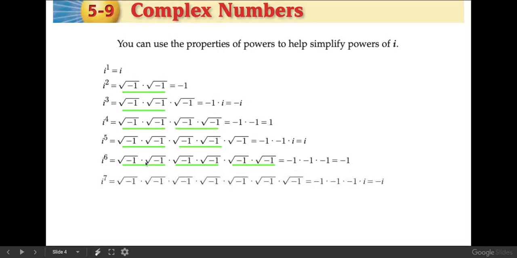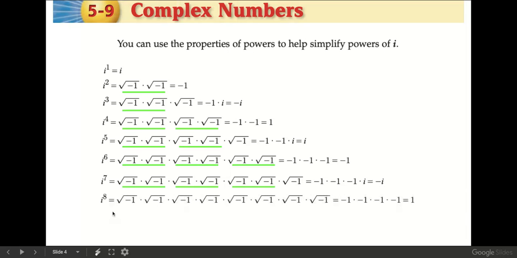And if I do i to the seventh, same thing. I see I have three pairs with an extra square root of negative 1 there, so that's going to be negative 1 times negative 1 times negative 1 times i, which would be negative i. And if I did i to the eighth, same thing. I see four pairs of negative 1, so it'd be negative 1 times negative 1 times negative 1 times negative 1, which when I multiply that all together is just positive 1.